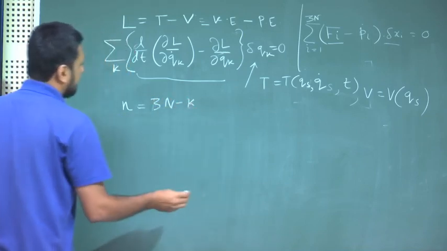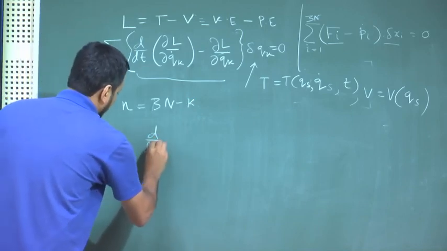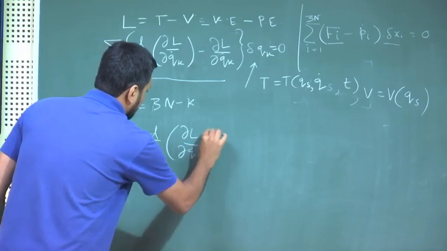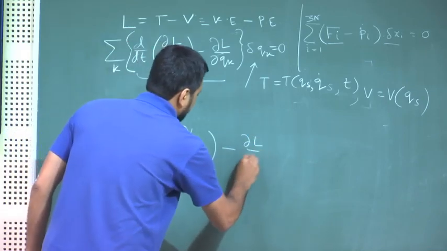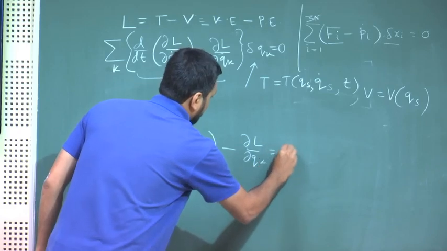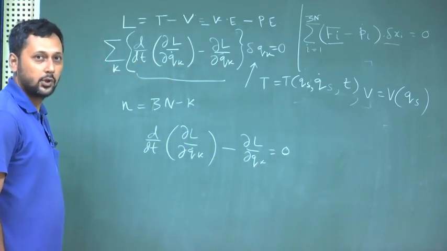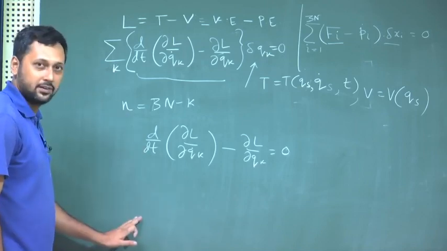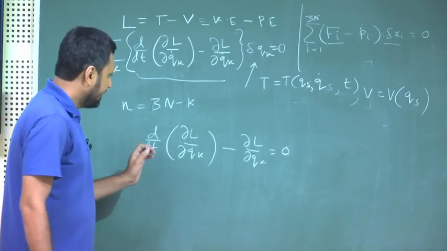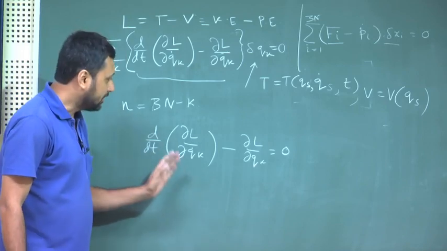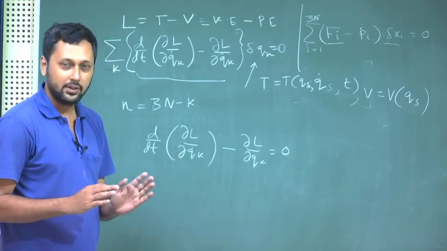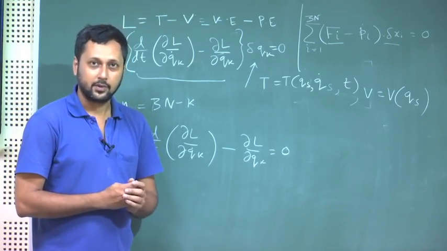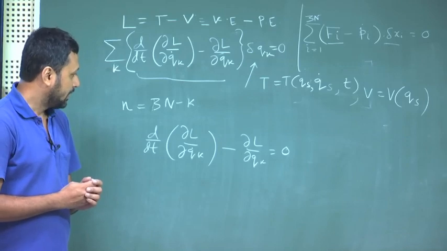minus k, this many number of equations which has the form d/dt of ∂L/∂Q_k dot minus ∂L/∂Q_k equal to 0. Okay. So, we have n number of such equations for our systems, and I will show you in a moment that these equations are exactly equivalent to the equations we get for a system using Newtonian dynamics, okay, Newtonian kinetics.